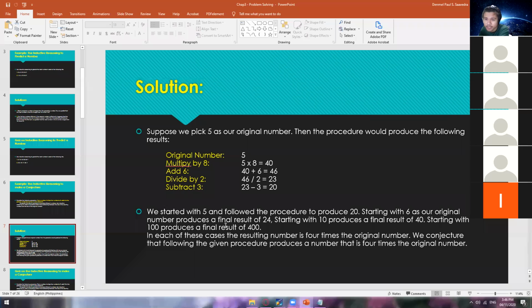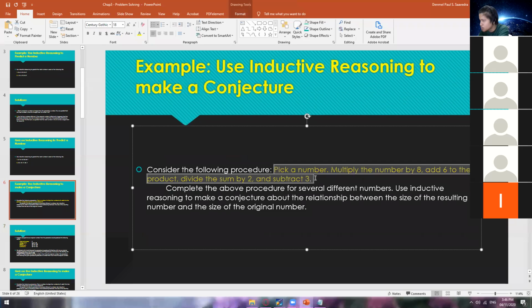So what is your conjecture or what is your conclusion based on those 5 steps? What did you guys realize? We have 5 and then ended with a result of 20. You can get other numbers. Pick your own number and then do those processes and then make a conjecture from it. I'll give you guys 3 minutes.